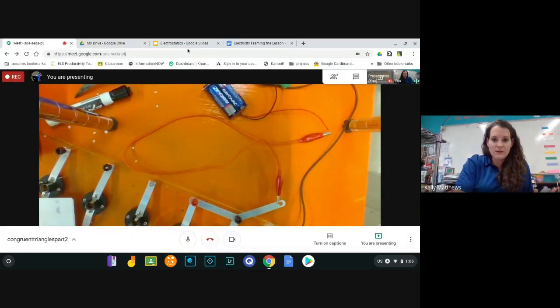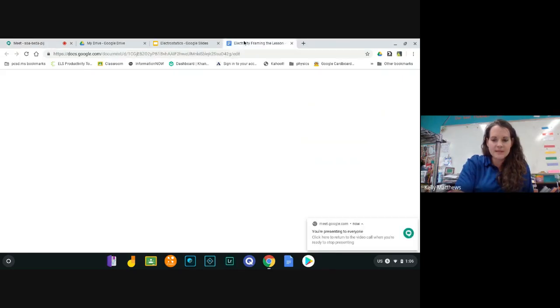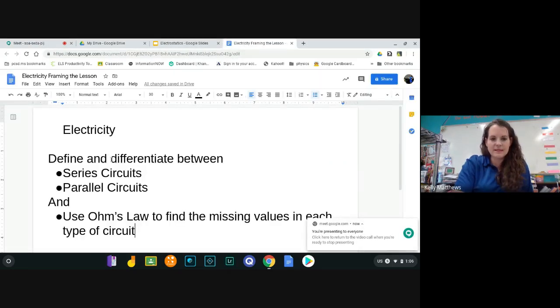Hi again, we are still looking at electricity, and the previous video just had series circuits. So now we're going to look at parallel circuits and see the differences within those. And so we said that a series circuit only has one path of travel.